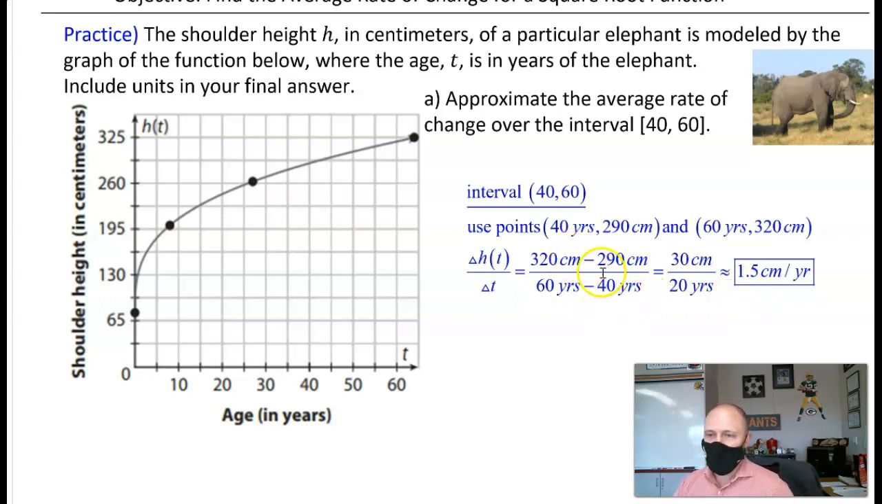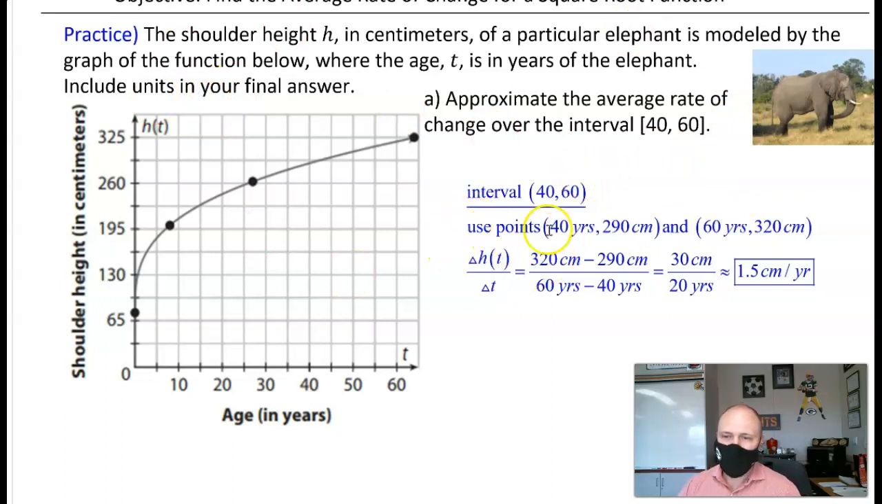So now that we have our points, we can go ahead and plug it in. The difference in our y values, so 320 minus 290, divided by our x values. So 60 minus 40 is 20. And we get approximately 1.5 centimeters per year. Ask yourself, did you use the units? Did you have centimeters per year? If not, make sure you use that. Units are important when we're dealing with context.